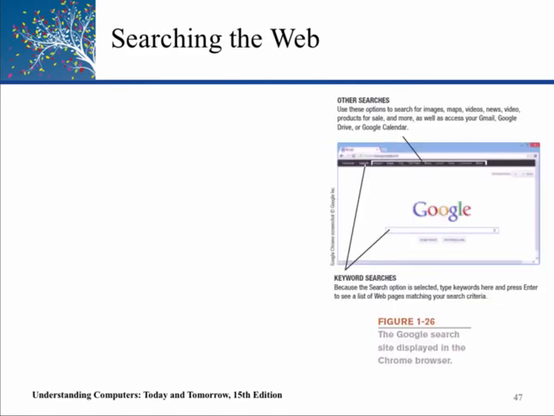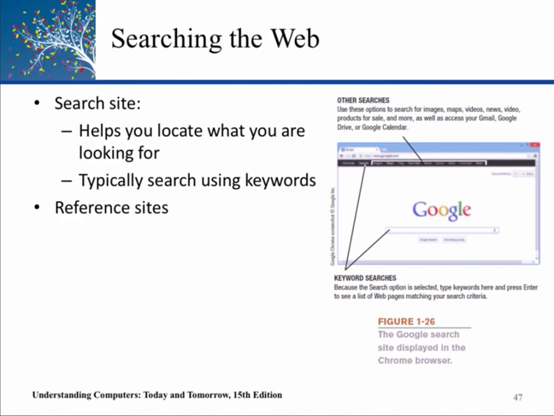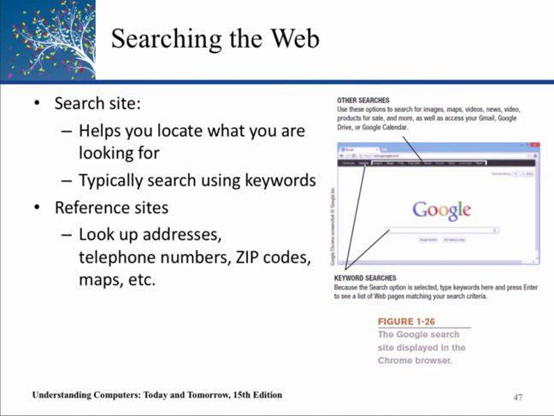To show you how we search the web, you go to a site that helps you find what you're looking for. And this is a site that connects human language to actual other websites. You use keywords, that's that human language. And there are reference sites, so you can look up telephone numbers, maps, restaurants, the whole kit and caboodle.